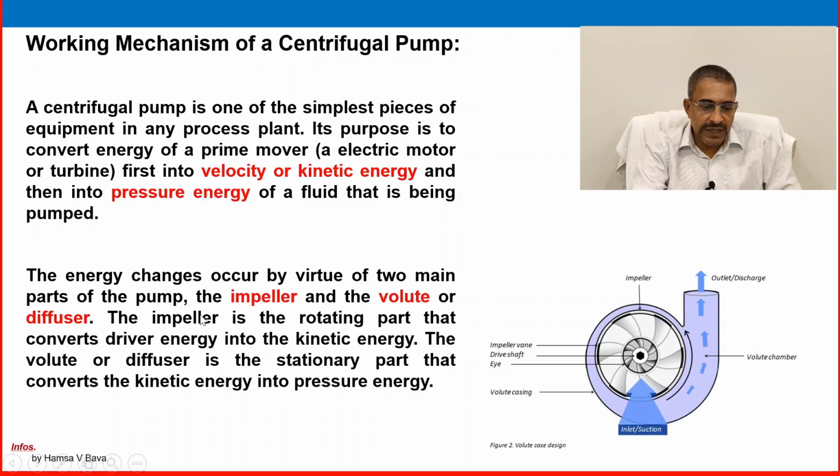The impeller is the rotating part that converts the driver energy into kinetic energy. So the impeller shaft is connected to the driver shaft. So that is driver energy to kinetic energy. Then the volute or diffuser is a stationary part that converts the kinetic energy to pressure energy.